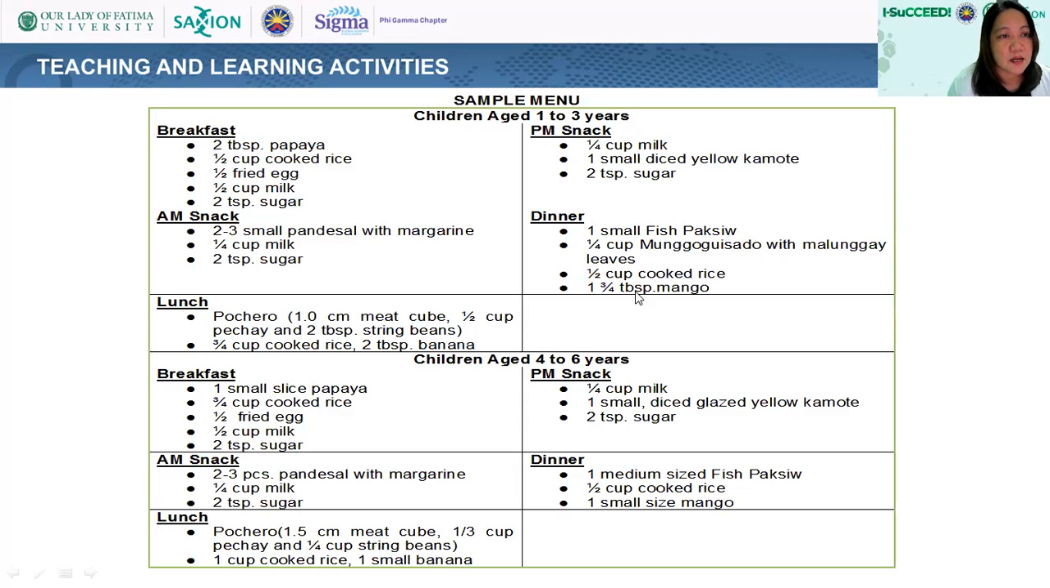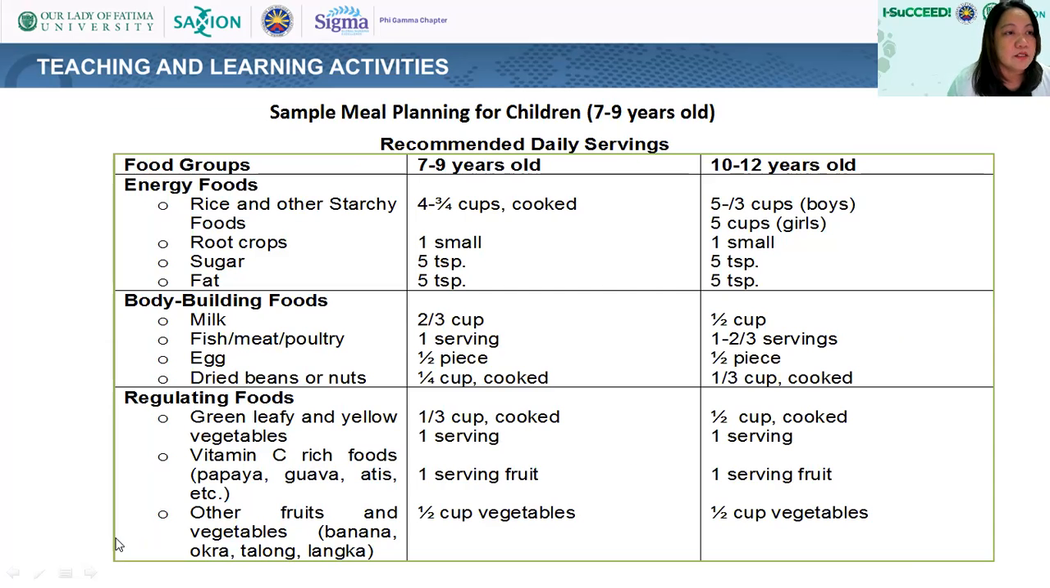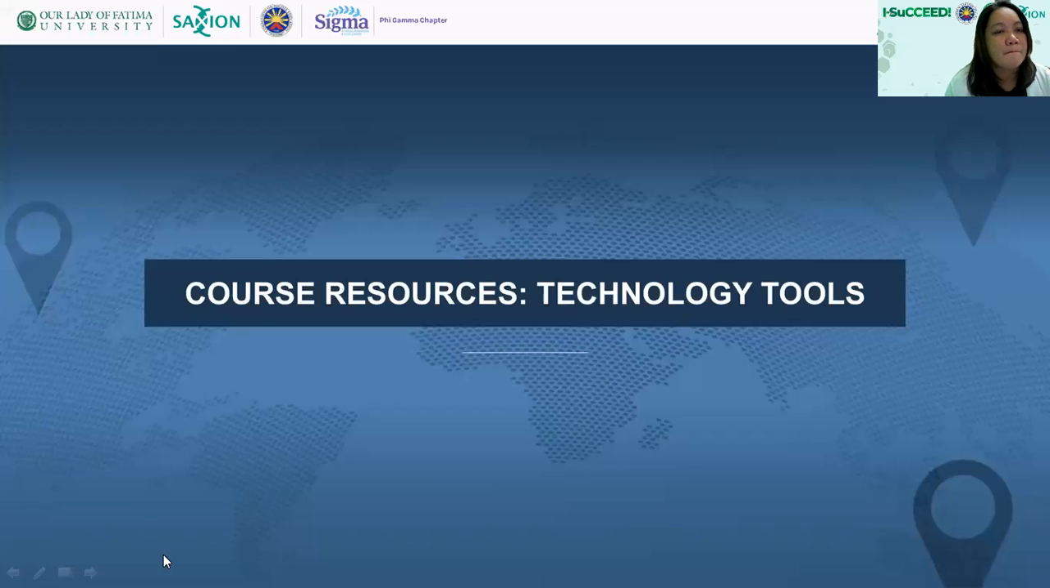Here is the sample menu plan that they are going to follow. Of course, they're going to apply this to their assigned age group, from breakfast to complementary feeding or the snacks, the lunch, up to dinner, including the snacks. This is a specific sample menu plan for children 7 to 9 years old. These are the recommended daily servings. The students should come up with this kind of plan.